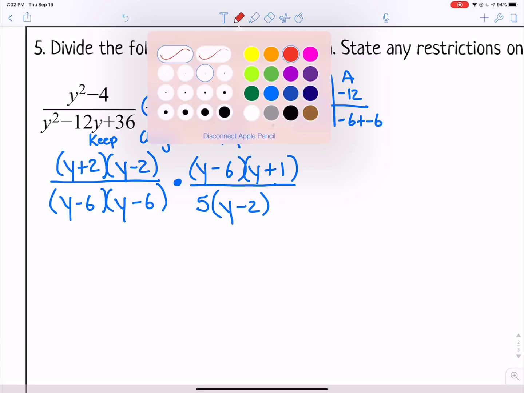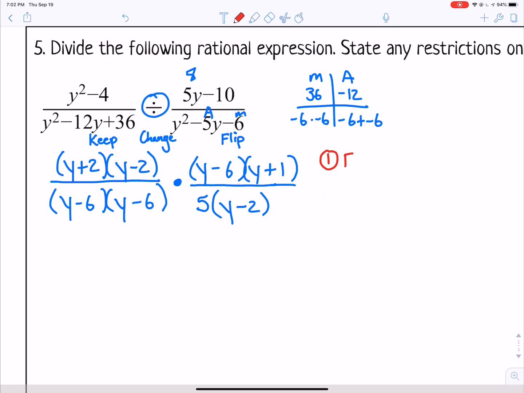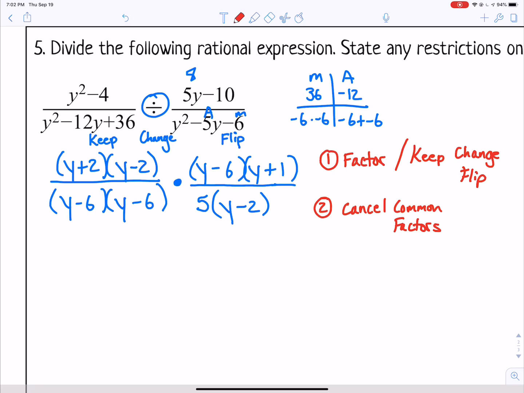So let's write some steps again just to review. First, factor, and let's say keep, change, flip. We can do them all in one step to save us a little bit of work. Step 2 is very similar to before. We're going to cancel common factors. So let's look for common factors now.